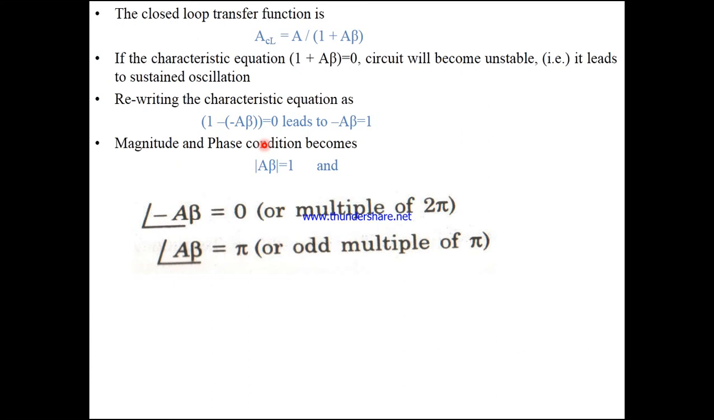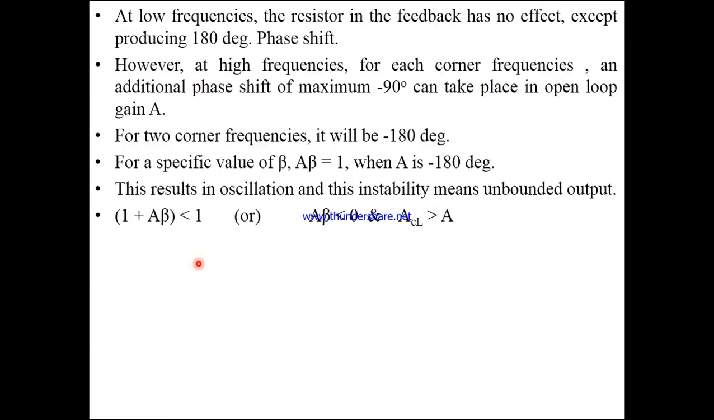Rewriting the characteristic equation and equating it to 0, we get minus A beta equals 1. The magnitude and phase conditions become: modulus of A beta equals 1, and angle of minus A beta equals 0 for even multiples of pi, and angle of A beta equals pi for odd multiples of pi. At lower frequency, the resistance in the feedback has no effect except producing the 180 degree phase shift.